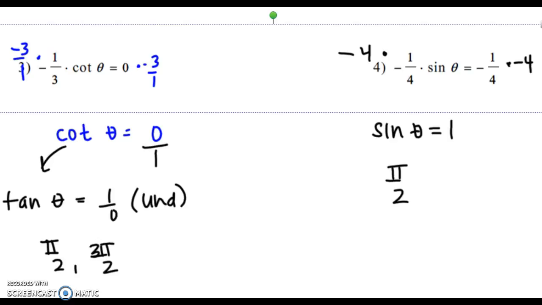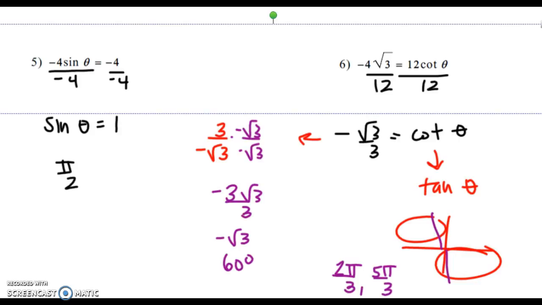Number 4, multiply each side by negative 4. Sine is equal to 1, pi over 2. Number 5, divide each side by negative 4. Where is sine equal to 1? Pi over 2.